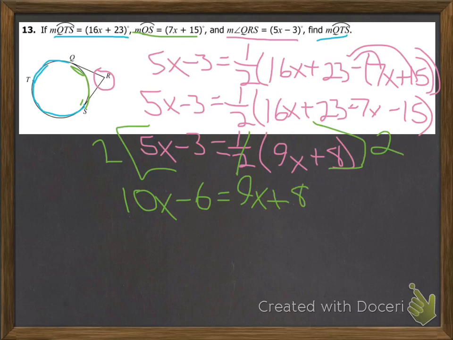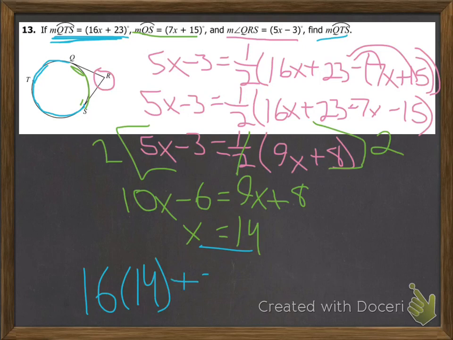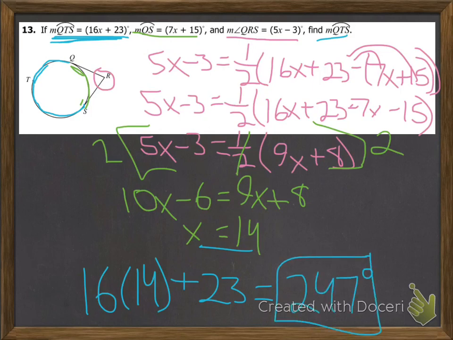Now let's solve for x here. 10 minus 9 is going to give me 1x, add 6 to both sides, and I'm going to get x is equal to 14. So now, take the 14 right here and plug it into QTS, and we will be done. So 16 times 14 plus 23, you type that in your calculator, and you're going to get 247 degrees. Final answer.